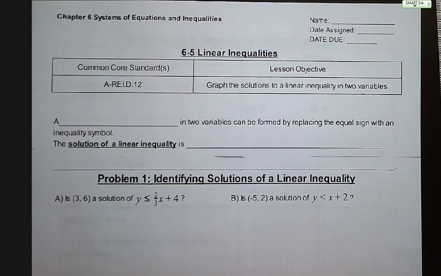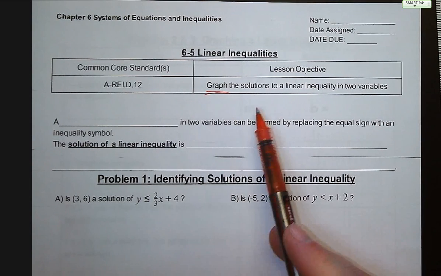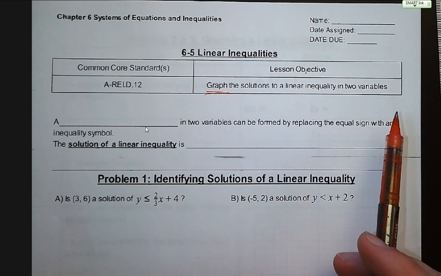Hi guys, welcome to lesson 6.5, Linear Inequalities. Our objective for today is that I can graph the solution of linear inequalities in two variables.